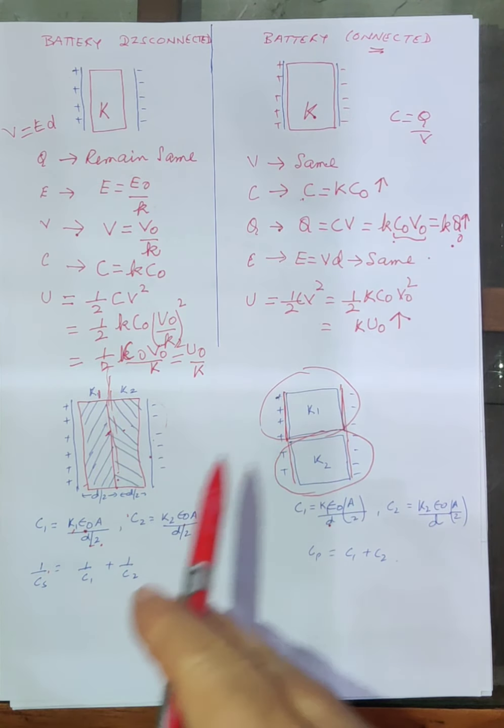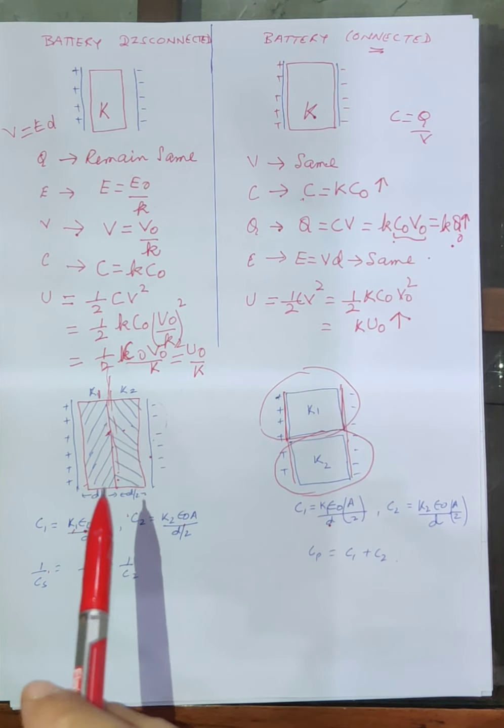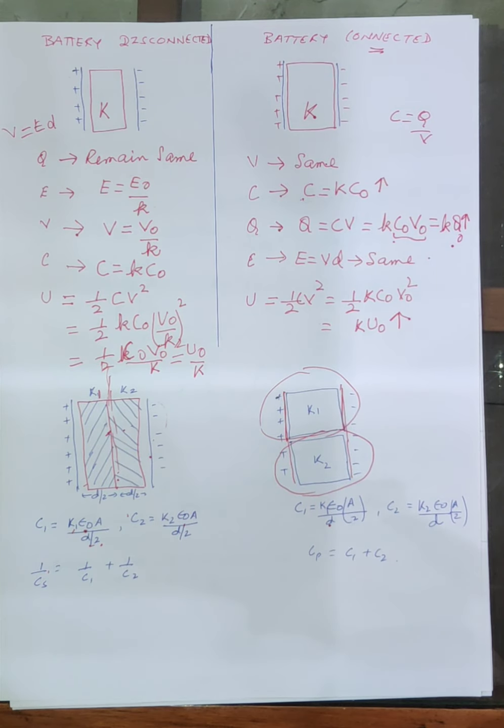Only see, children, the placement, so don't get confused. You have to visualize. If the dielectrics are placed like this, that means my capacitors are in series, and if they are placed like this, my capacitors are in parallel.